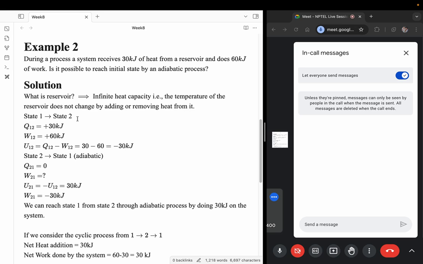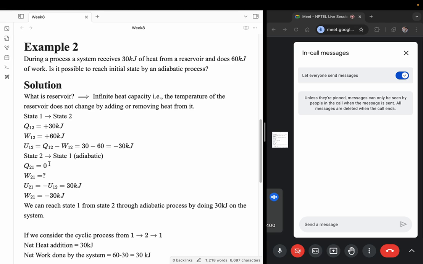So from state 1 to state 2, Q is specified, W is specified, so you can calculate delta U from the first law, which gives you around minus 30. Since delta U is a state function, it only depends on the initial and final states. If you want to move from state 2 to state 1, your delta U should also be exactly opposite. So that will be 30 kilojoules.